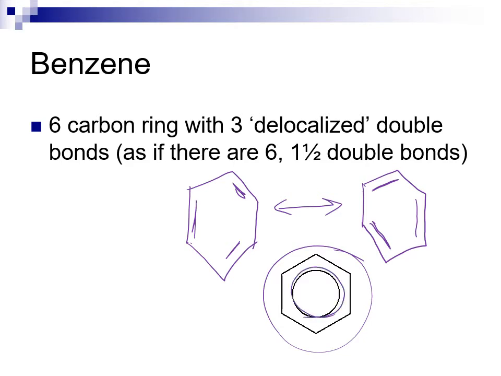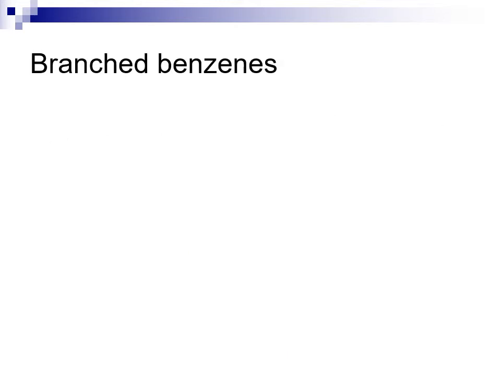I'm just going to put a circle like that to show that they are resonating throughout the structure. It's kind of as if instead of having 3 double bonds, we have 6 1.5 bond lengths. So, naming benzene with some branches on them.